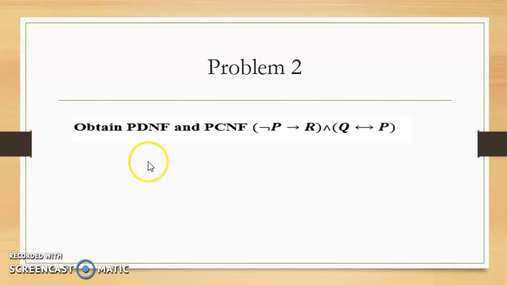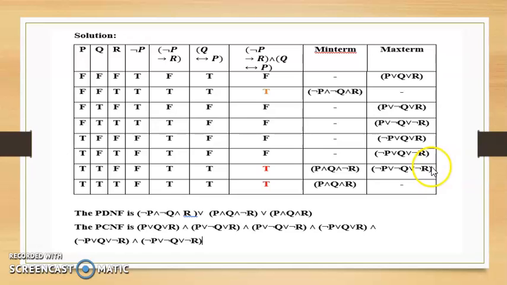Now in a second problem, obtain PDNF and PCNF of this statement. So we want to find out both in this question. So we write the truth table. Let us write P, Q, R.